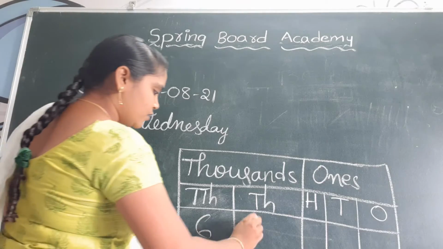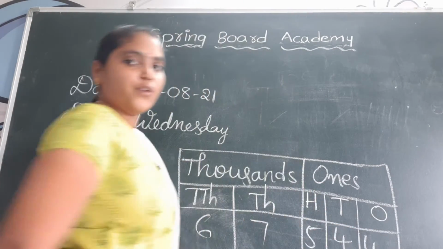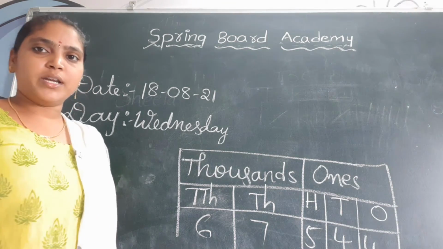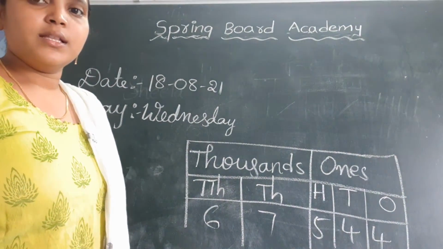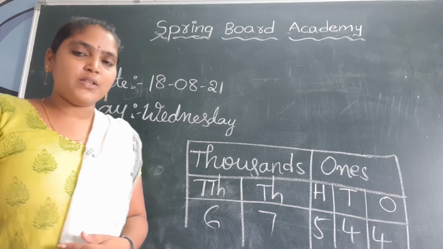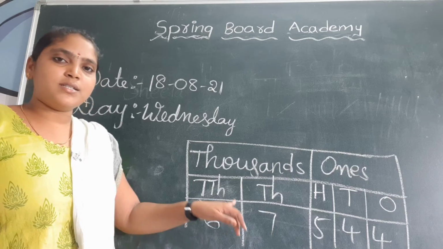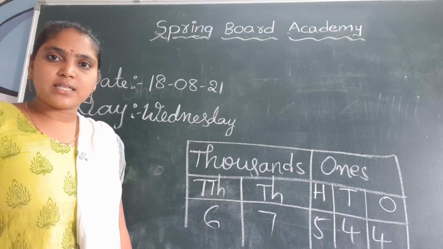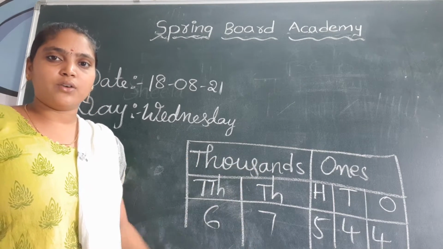We are given 6, 7, 5, 4, 4. Now everyone read this number, children. While reading a number, the digits in the same period are combined together. What are the digits in the thousands period? 6 and 7. It's 67,000, children. It's not 6 ten thousands and 7 thousands.